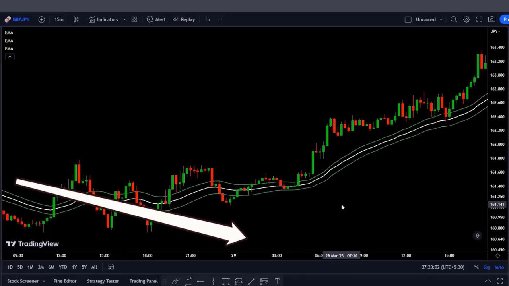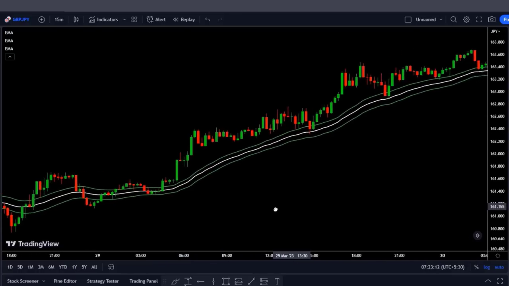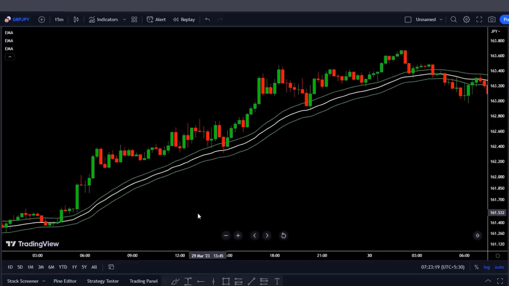First of all, the price should cross above the moving averages, leaving a gap between the market price and the moving average. The second rule is the price should hold inside the moving average zone. I will explain 3 scenarios that can happen at this moment.